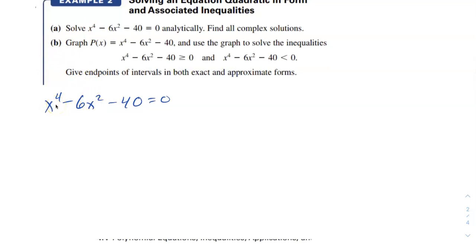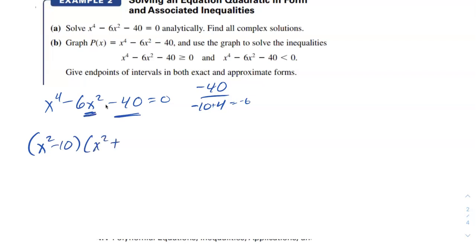All I'm going to look at is negative 40 and find two things that multiply to get negative 40, but add to get negative 6. So I could probably do negative 10 and 4. I think that would work. And that does, right? Negative 10 times 4 is negative 40, but when you add them up, you get negative 6. So all we're going to do is get the middle term: x squared minus 10, middle term, x squared plus 4, equals 0.